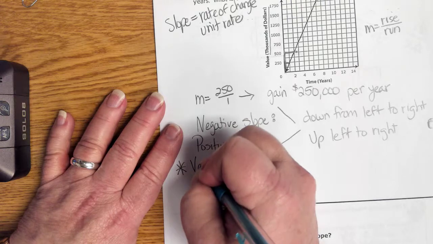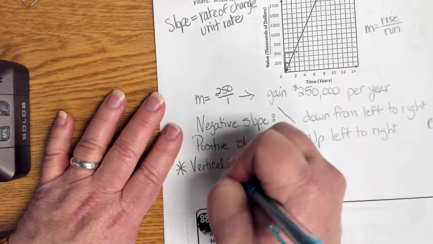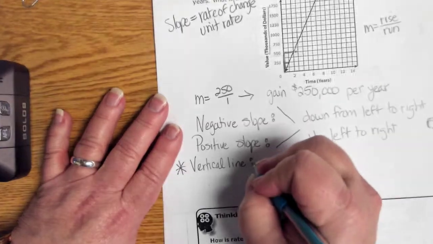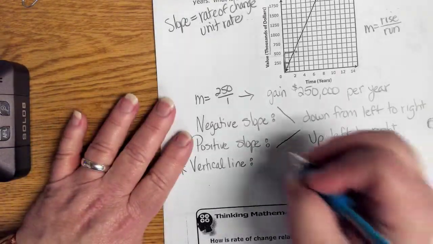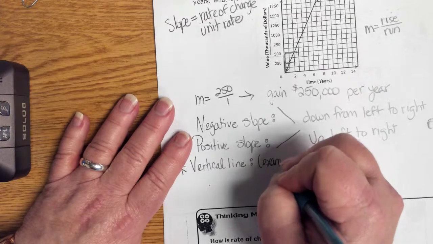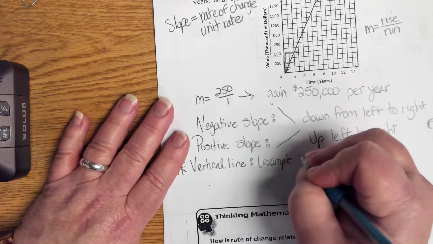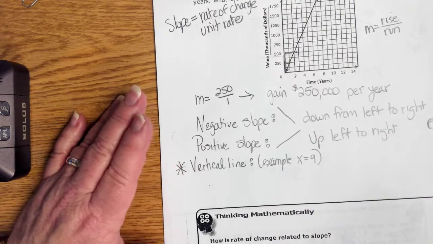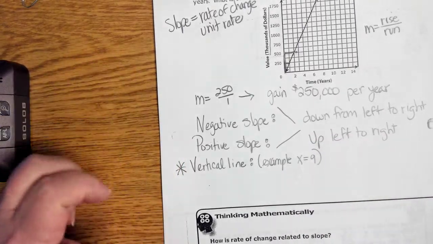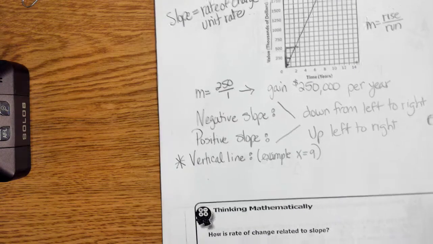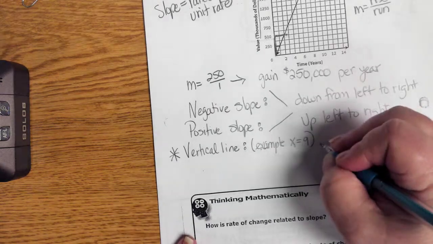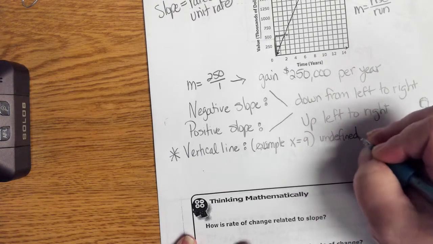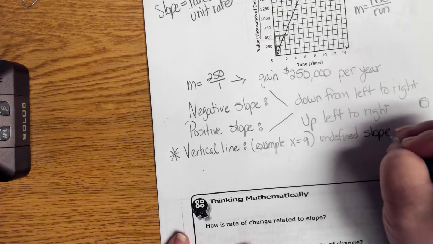What does a vertical line mean? If you have a line that just goes straight up and down, what does it mean? For example, x equals 9. If I had a line going straight up where x equals 9, what does it mean for slope? Thank you. It is an undefined slope. You need to know that.